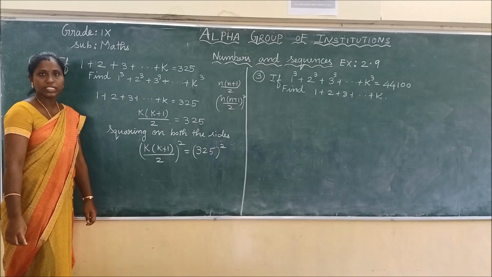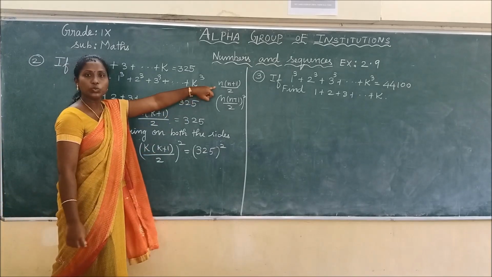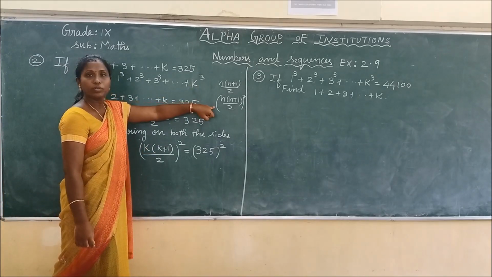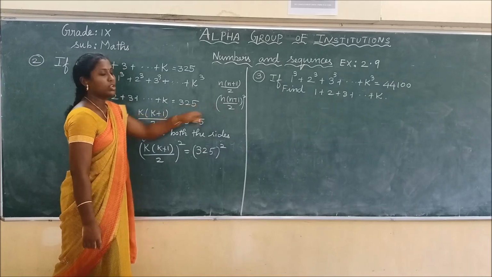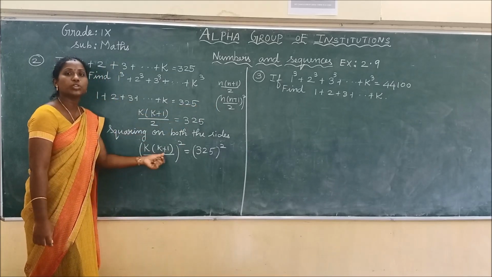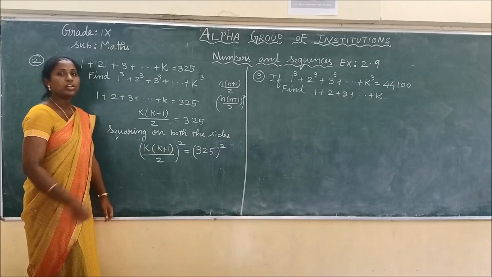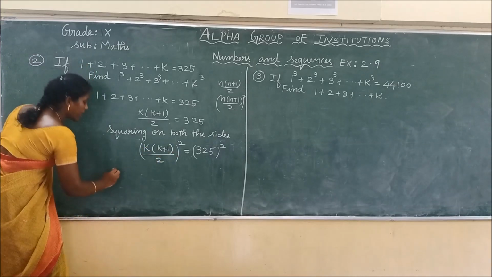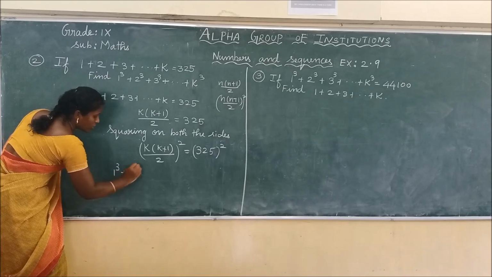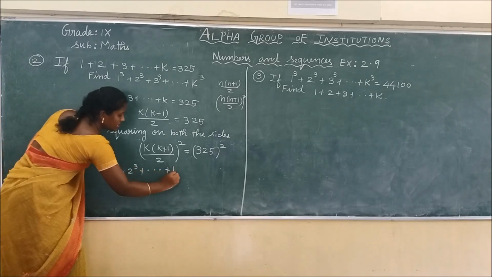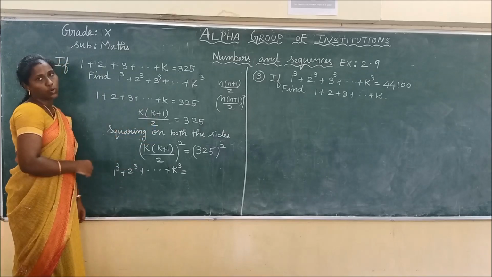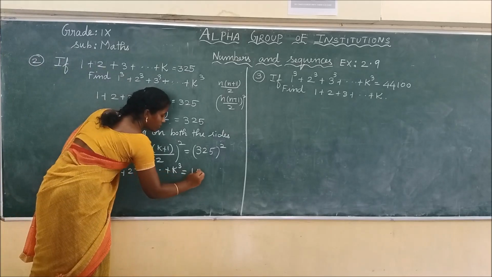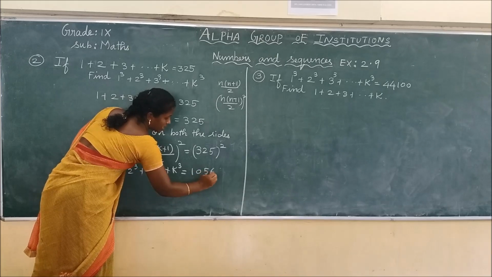The square is the difference here. This will give you the sum 1, 2, 3 up to n, and this will give you the sum of 1 cube, 2 cube, 3 cube up to n cube. So here also we are having k into (k plus 1) by 2, the whole square. So how can we expand the series? 1 cube, 2 cube, plus etc., plus k cube is equal to 325 the whole square. What is the value of 325 the whole square?